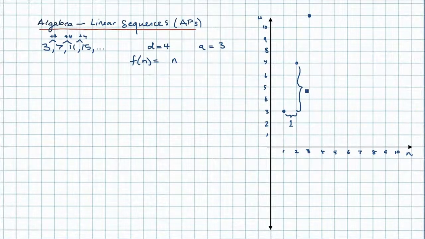u-axis, and that's going to be the common difference. It's the difference between, in this case, 7 and 3, so 4, which is our common difference of 4. So the coefficient of n in our function is simply going to be 4. And now we need to fill in the constant term in our function.